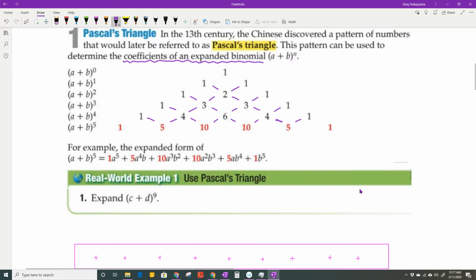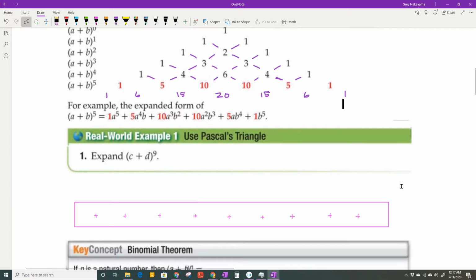So I'm going to real quickly do the 6th row. That would start with a 1, 1 plus 5, 5 plus 10, 10 plus 10, 10 plus 5, and 5 plus 1, and then it ends with a 1. So that is our row. You can use this, as I said, to expand a binomial. So this is an example of them expanding a plus b to the 5th. I'm going to do c plus d to the 9th and tell you some things about it. It's all summarized at the end, so you don't need to worry about writing it down right now.